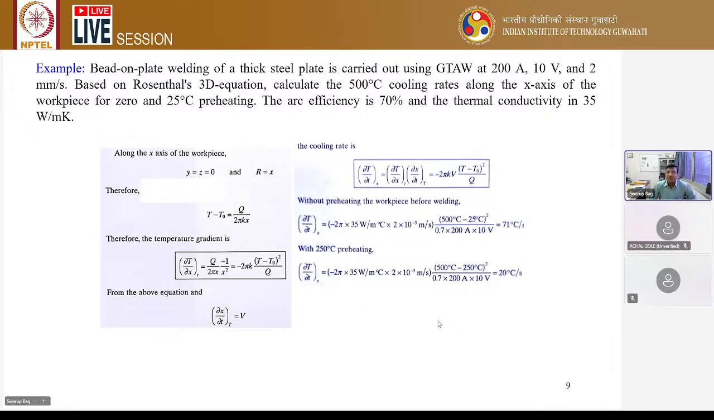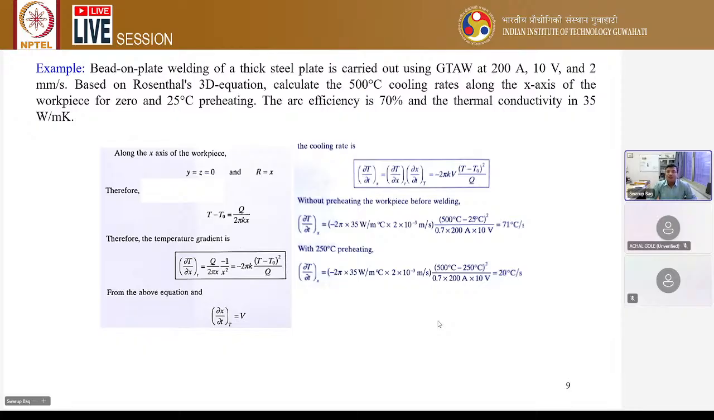When you calculate the cooling rate, two different temperatures are given, T and T0. Here we have written to calculate the 500 degree centigrade cooling rate. Here the 500 degree centigrade is basically equivalent to T, capital T only, and T0 is the preheating. One case is T0 equal to 0, the other case is T0 equal to 25 degrees centigrade. If we put in these values, then we can calculate.